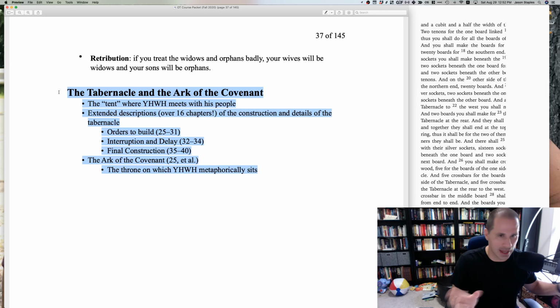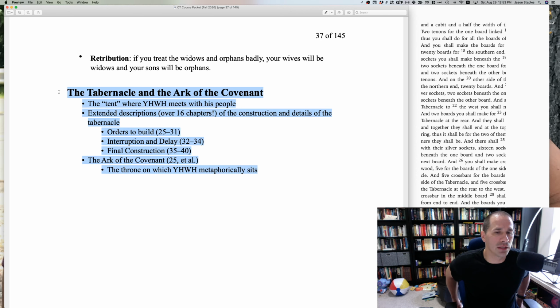You get interruption and delay by the golden calf episode, and then you have the construction, and it's meticulously explained how this is all going. And it's one of those things where, reading through from a modern perspective, you're like, man, why all this detail on this? But it is important, and it's something that they spend plenty of time on.